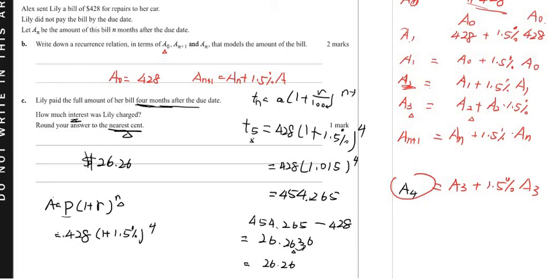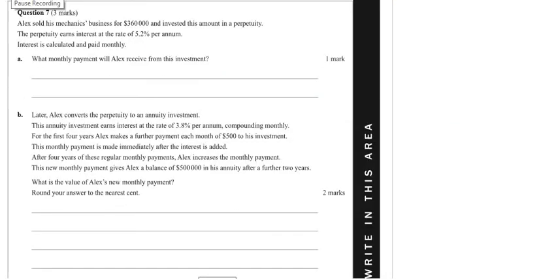Also, after finding out the total amount you need to pay after these 4 months, you need to minus the number by 428. So take away that from my final value over here, and then you will end up with the same answer. Question 7.